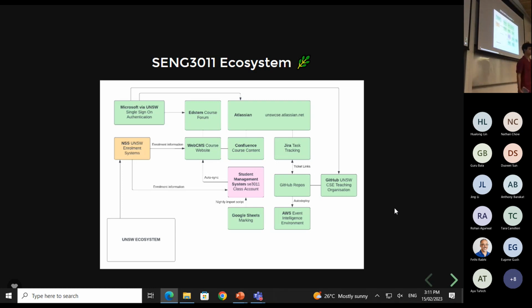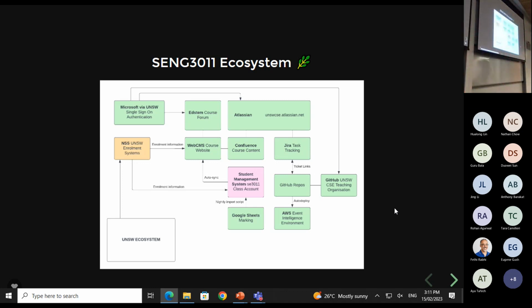We use a class account, which lives on a physical CSE machine to manage marks and push them so that you can see them in WebCMS. The enrollments come from a UNSW system called NSS, and that is connected to the wider UNSW ecosystem. So can you see there are all these moving parts and interactions, and everything is one little service that does one tiny thing that contributes to a wider group of organisms.